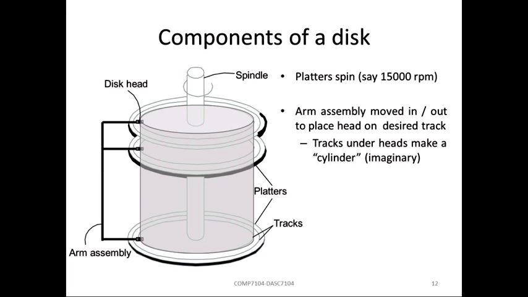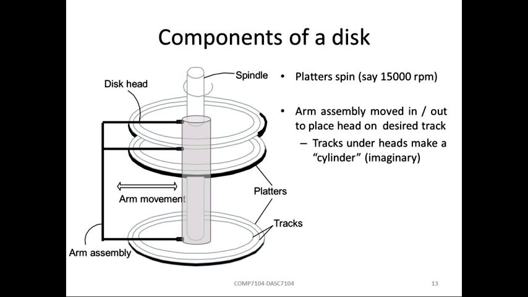Now, the tracks under the heads will make a cylinder. So for instance, here we can imagine that tracks basically at the same level will represent a cylinder of data. So what you should remember is the terminology here: platters, tracks, cylinders, and the arm and the reading heads. This is another illustration of a cylinder as well.